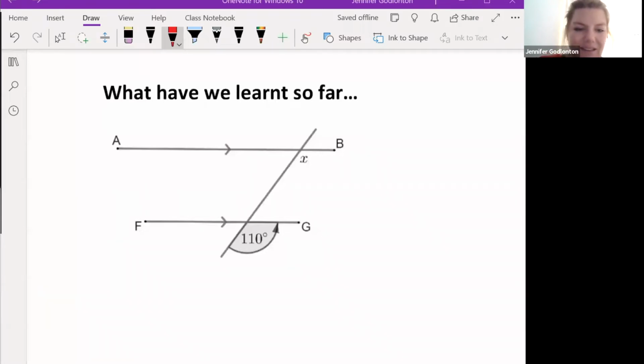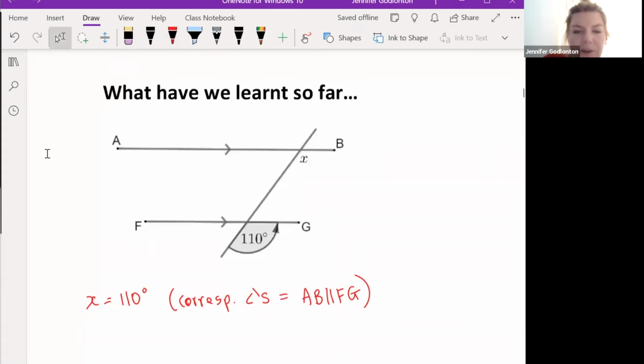Ma'am, I think X is 110 and your reason is corresponding angles. Good. Okay, so when we write corresponding angles, what else do we have to write? The parallel lines. So corresponding angles equal, AB is parallel to FG. Perfect. Good. Great. 100%. Okay, so our first one is corresponding angles.